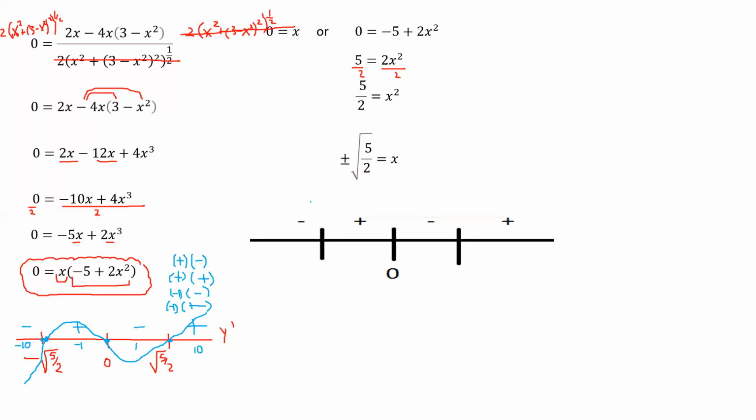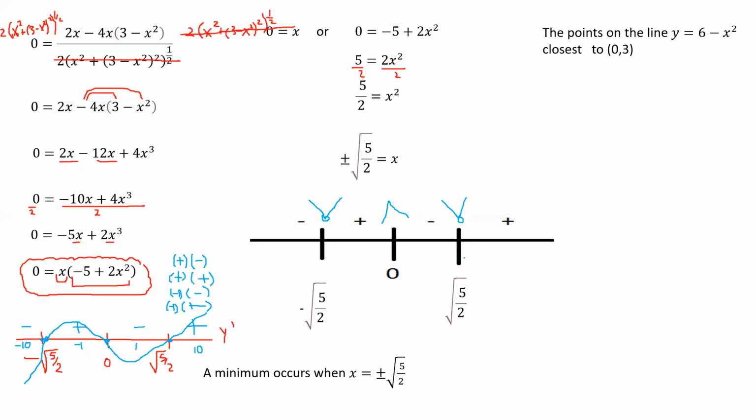So what do we have? Decreasing, increasing, increasing, decreasing, decreasing, increasing. So I've got a minimum occurring at minus root 5 over 2 and root 5 over 2. And what were we trying to do? Find the points on the line closest to 0, 3. All right, so we know the x value. We want the point on the line. That means we need to calculate the y value.